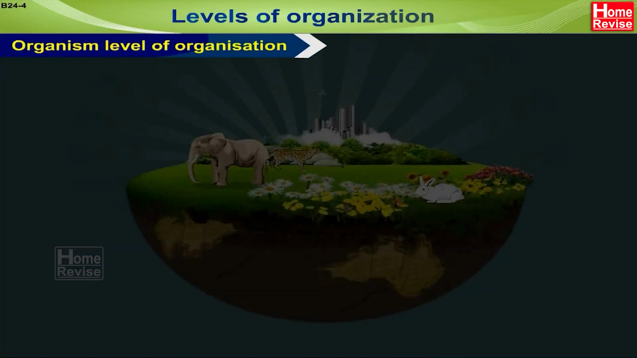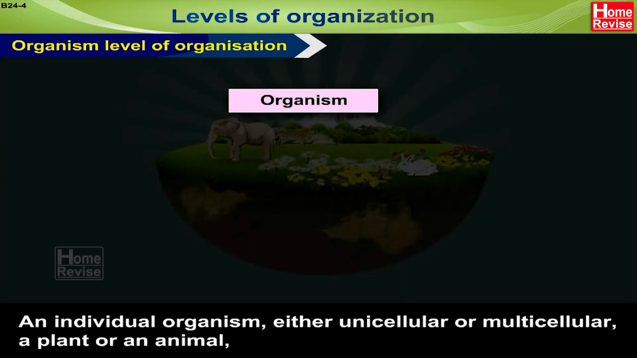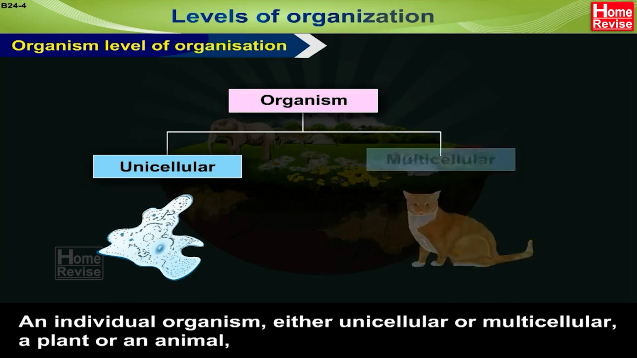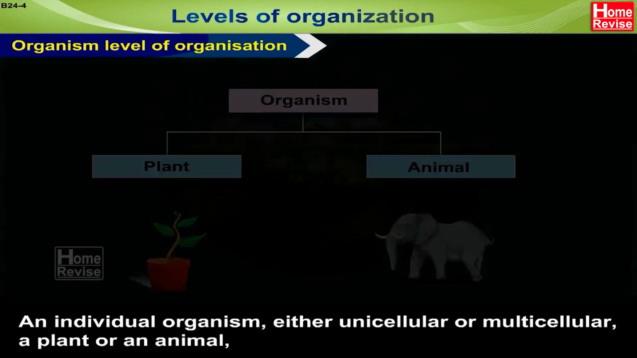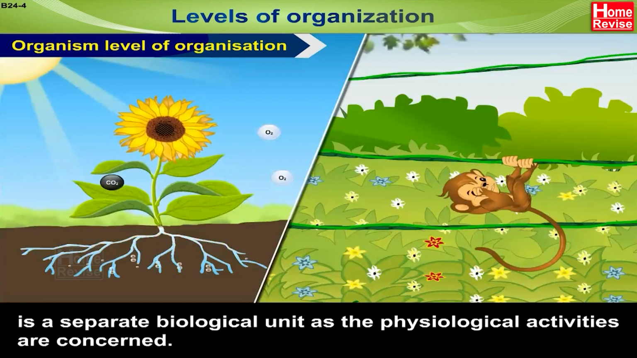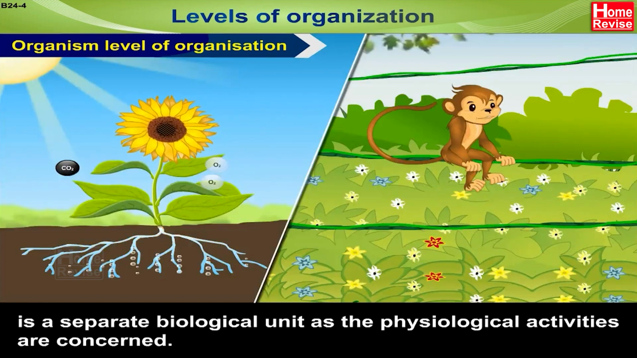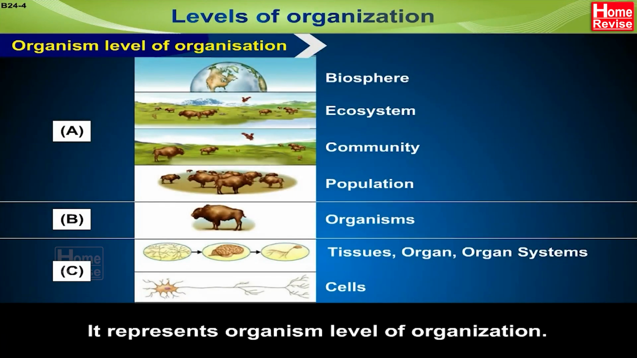Organism level of organization. An individual organism, either unicellular or multicellular, a plant or an animal, is a separate biological unit as the physiological activities are concerned. It represents organism level of organization.